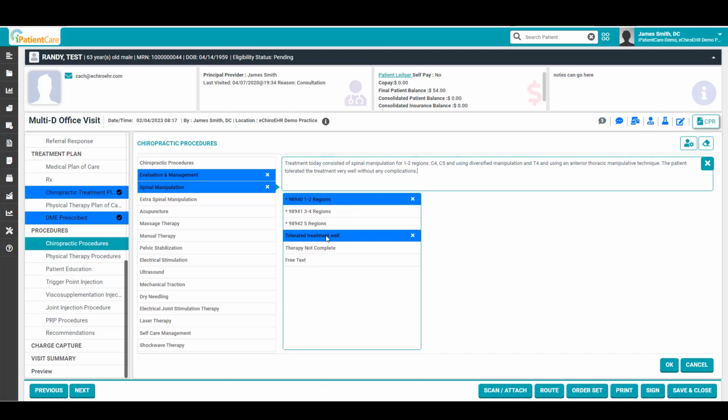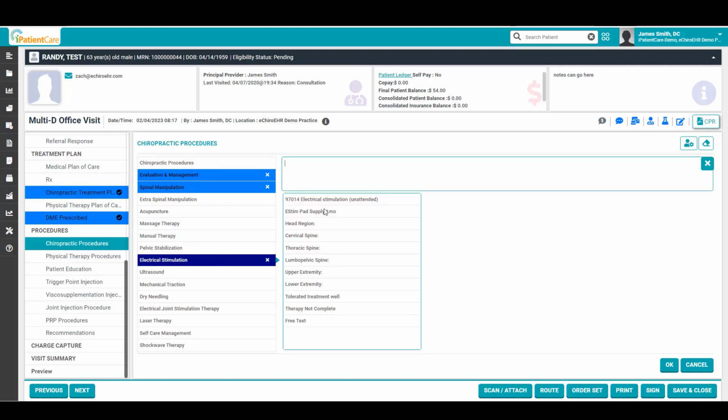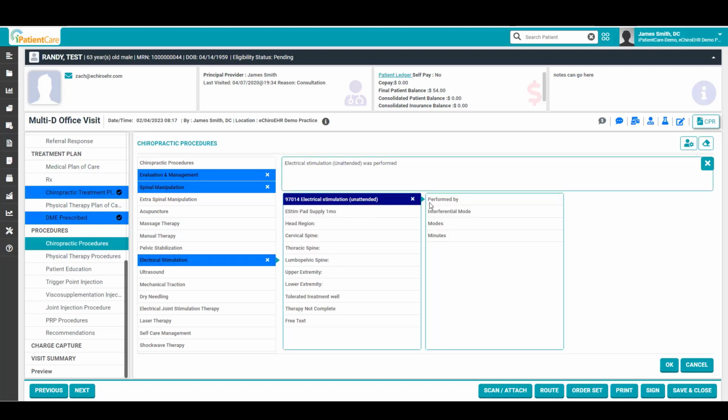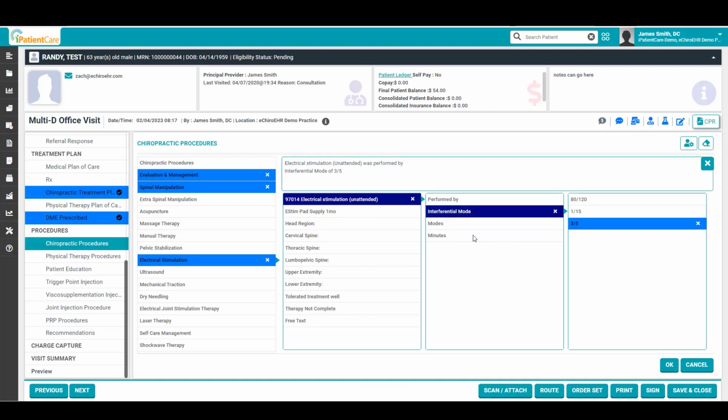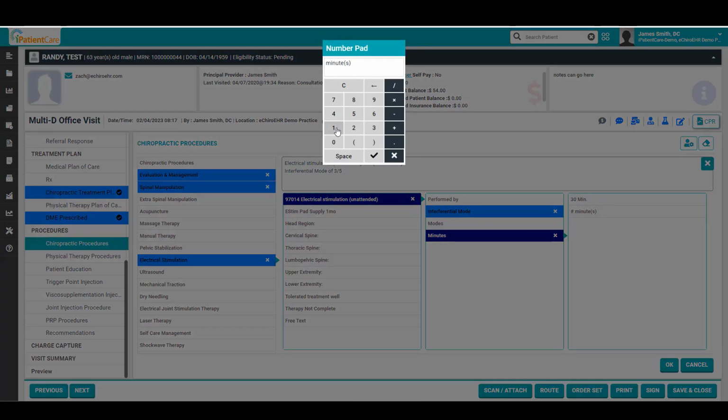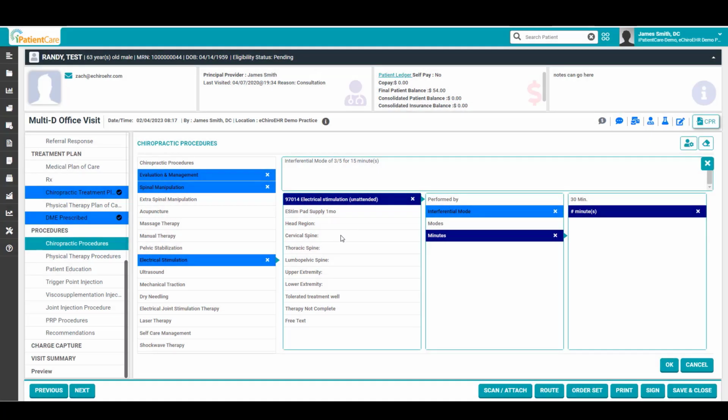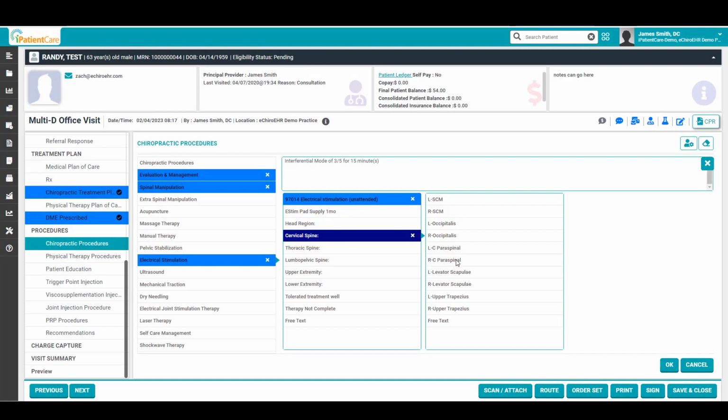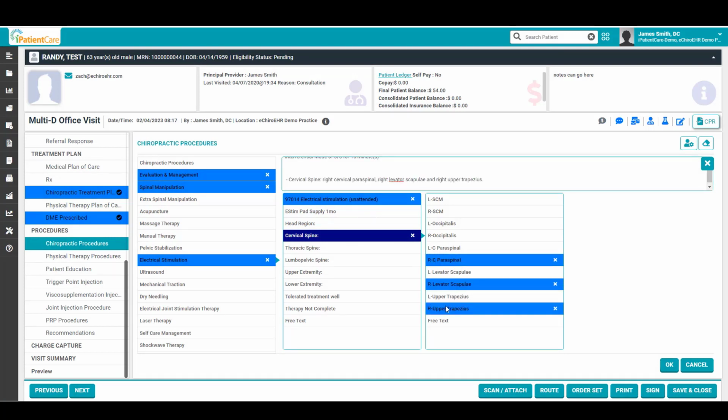And then select anything that might be relevant for that patient. And then finally, let's say that we did a therapy, 97014, and we had it set up to be delivered at a certain mode, and we did it for 15 minutes to the cervical spine region, the right paraspinal, right levator, right upper trapezius region, and right suboccipital region.